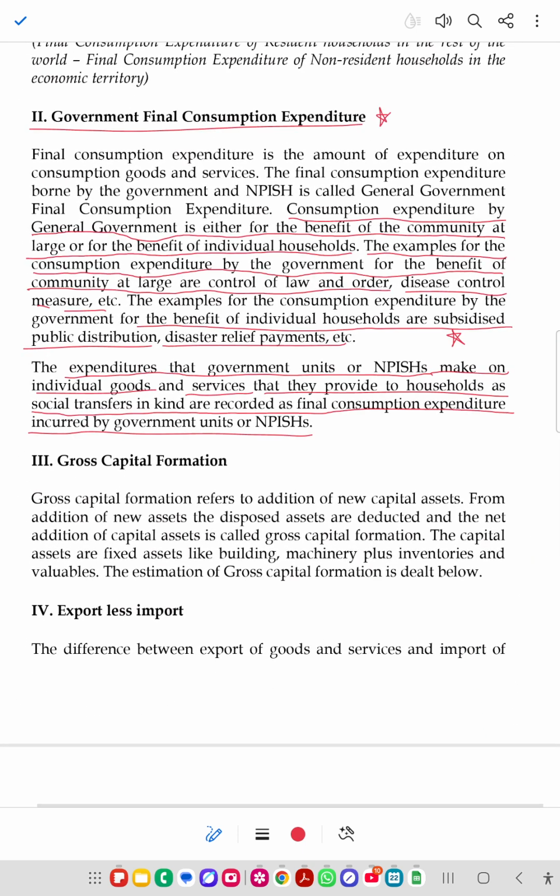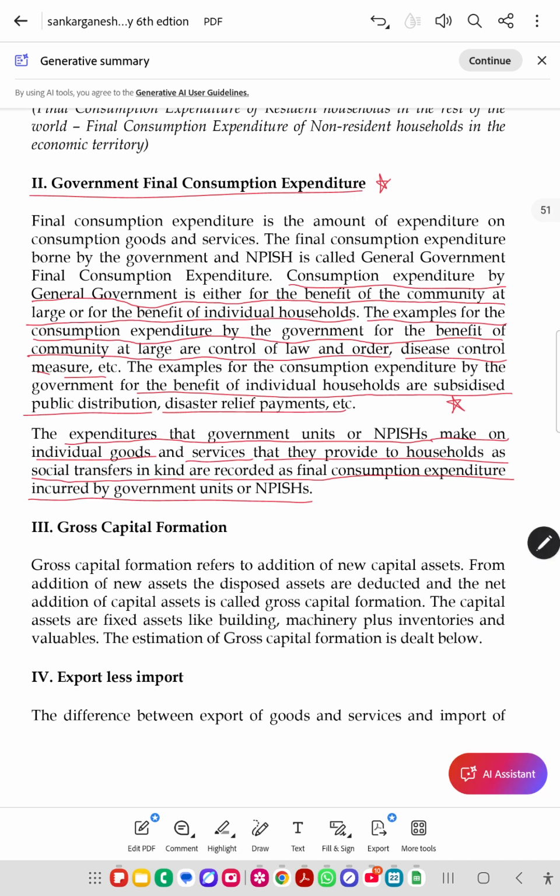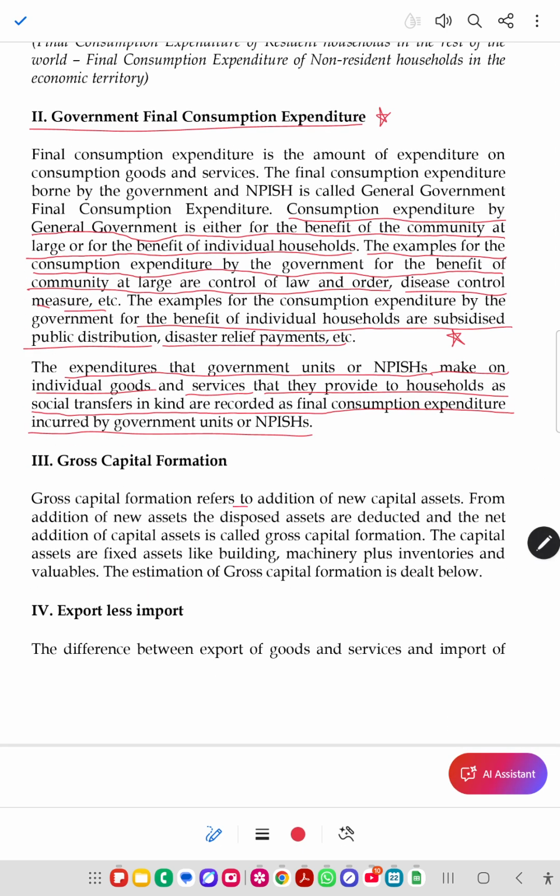Gross capital formation. Gross capital formation refers to the addition of new capital assets. From the addition of new assets, the disposed assets are deducted. Disposed assets are deducted, okay, they are minus. And the net addition of capital assets is called gross capital formation. The capital assets are fixed assets like buildings, machinery, plus inventories and valuables. The estimation of gross capital formation is dealt with below.